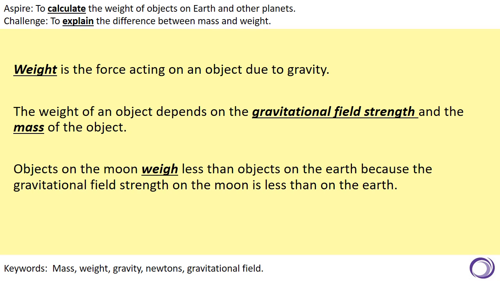So in summary, pause the video if you want to record this. Weight is the force acting on an object due to gravity. The weight of an object depends on the gravitational field strength, that's how strong the gravity is in that place, and the mass of the object. Objects on the moon weigh less than objects on Earth because the gravitational field strength on the moon is less than it is on the Earth. Quite a lot less, actually.